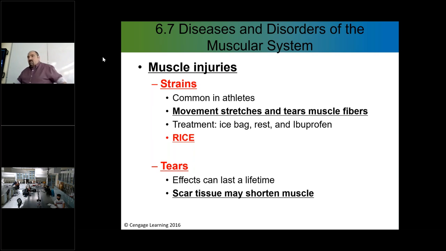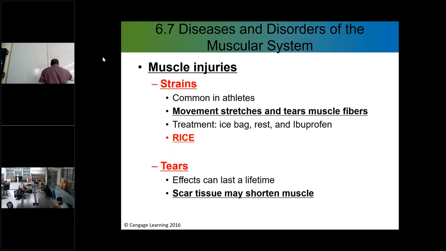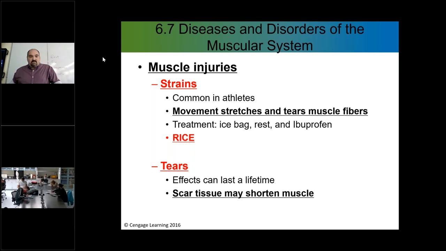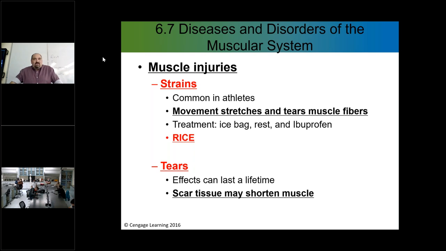Okay? You'll see here the term RICE, R-I-C-E. That stands for rest, ice, compression, elevation. Let's write that down. Rest, ice, compression, elevation. RICE. Rest, ice, compression, elevation. So very important that this is what you should keep in mind when you have some type of overstretching, and this can also apply to sprains, okay? So rest, don't use the joint, right? Don't use that area that you damaged.